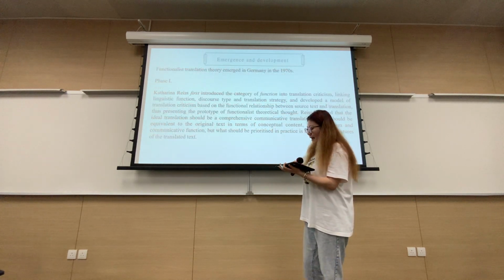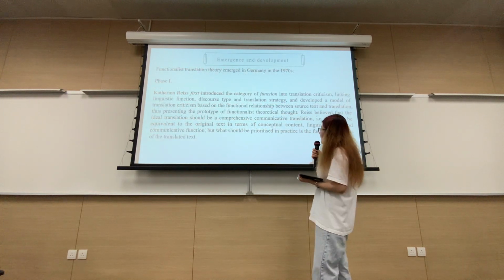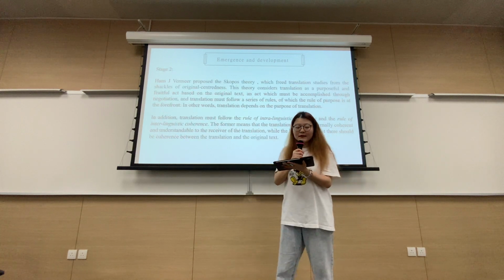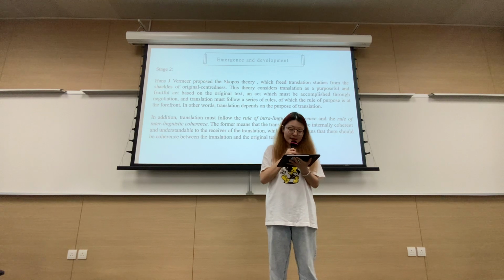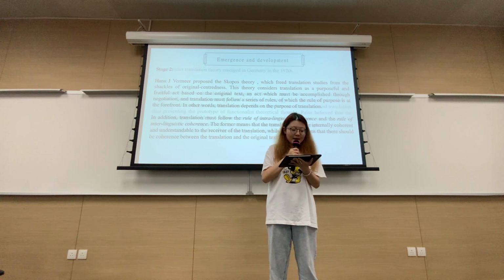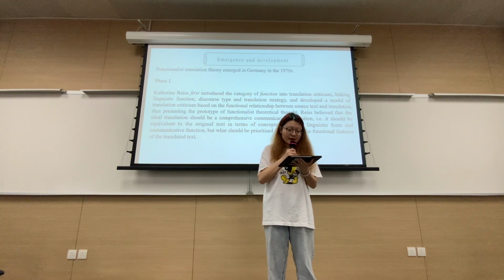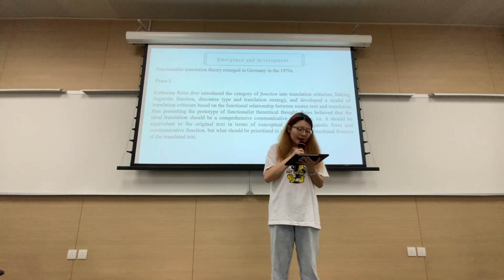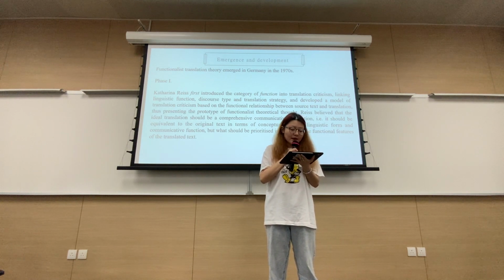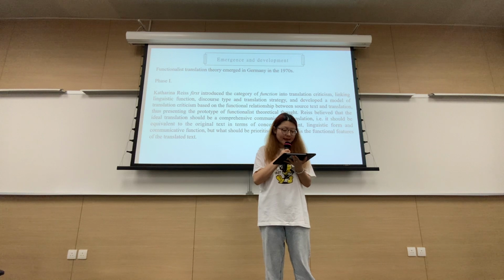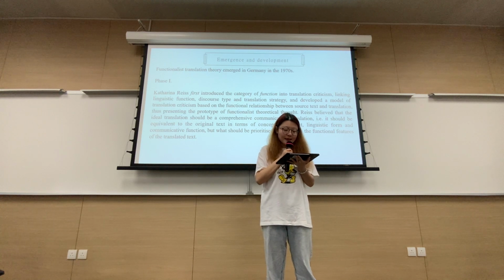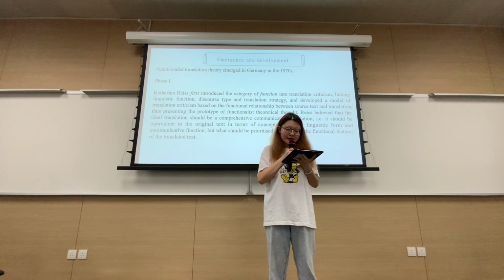And next is the emergence and the development. The functionalist translation theory emerged in Germany in 1971. The first step is that Reiss first introduced the category of function into translation criticism: linguistic function, discourse type, and translation strategy.